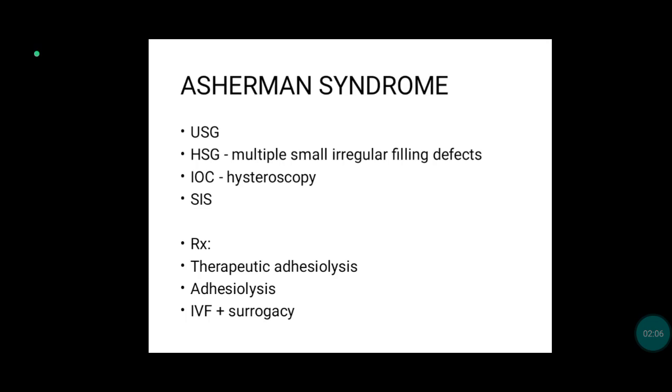To prevent recurrence after adhesiolysis, we give high dose estrogen for 1 cycle after hysteroscopy, plus an intrauterine pediatric Foley's catheter is inserted. And the last resort for infertility treatment in Asherman syndrome will be IVF plus surrogacy. Hormone profile shows that all hormones are normal, karyotype will be completely normal, phenotype absolutely normal, and PCT will be negative.